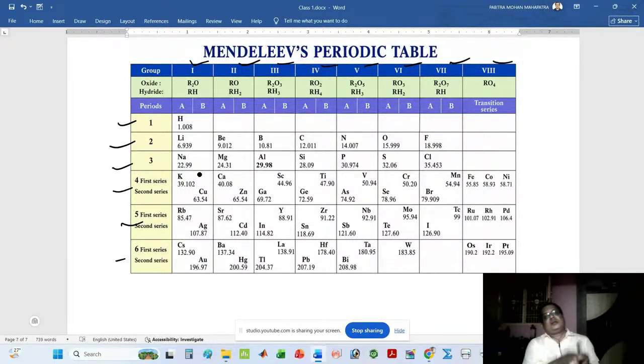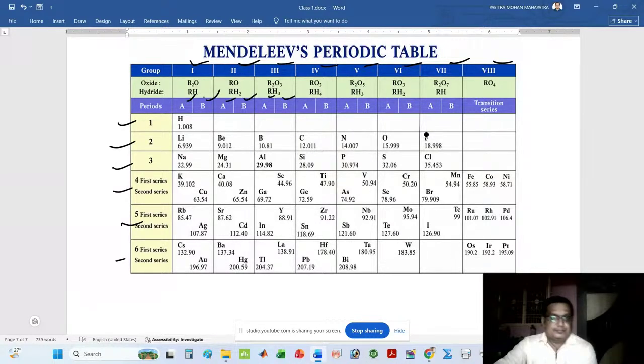The difference is that in the modern periodic table, the elements are arranged in the increasing order of their atomic number. But the Mendeleev periodic table arranges the elements according to the increasing order of their atomic mass. Here, 8 groups are present. Each group is again classified into two parts: A and B. They are separated from each other.